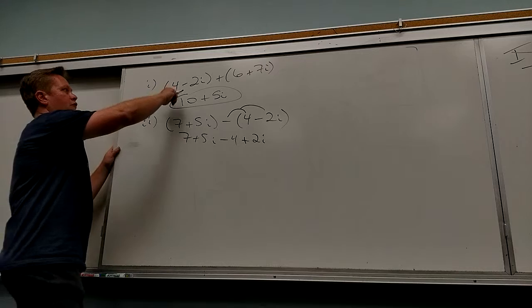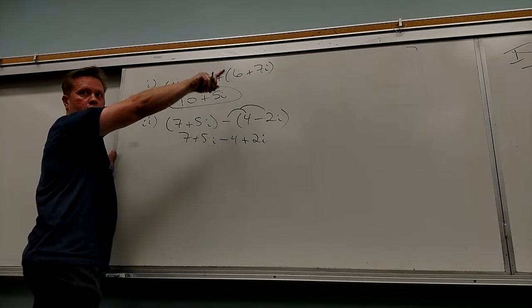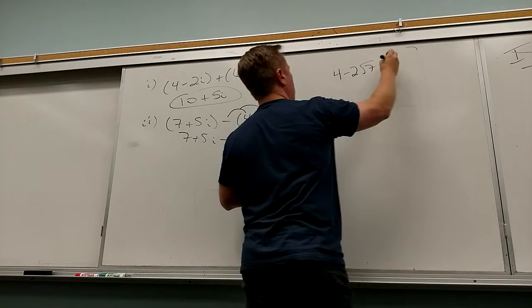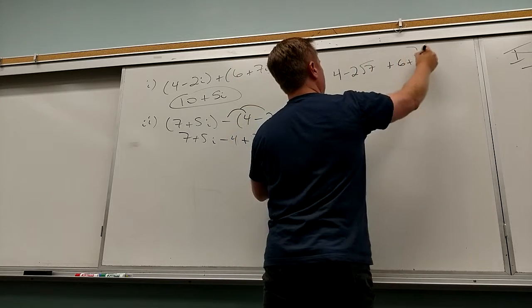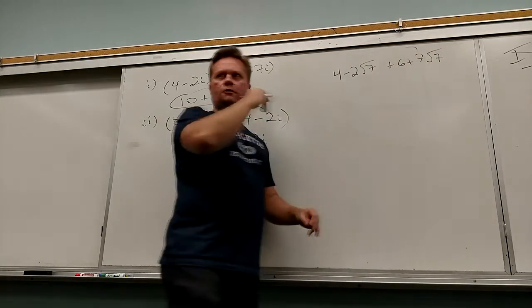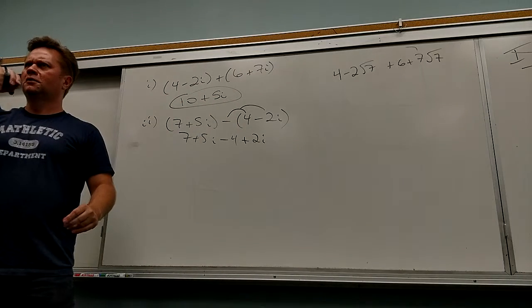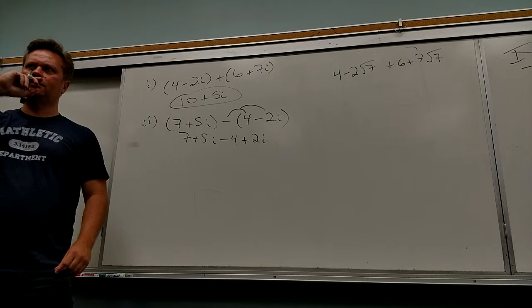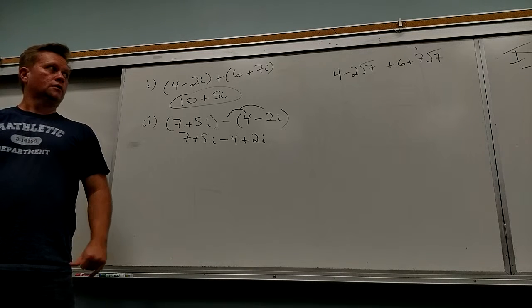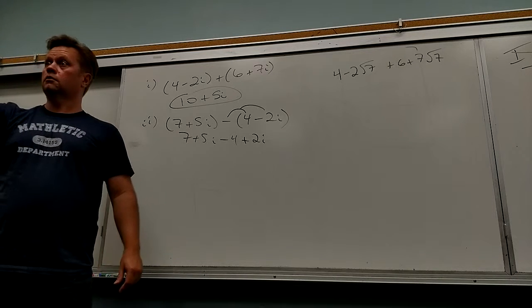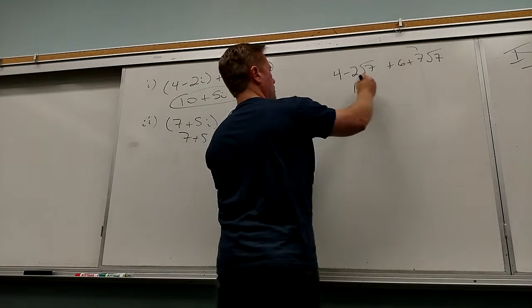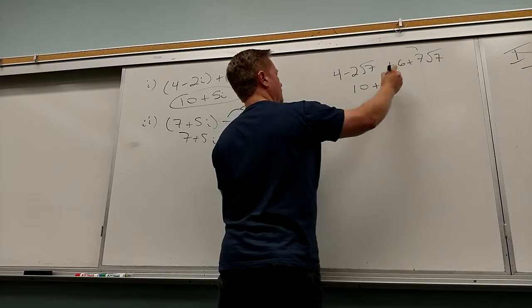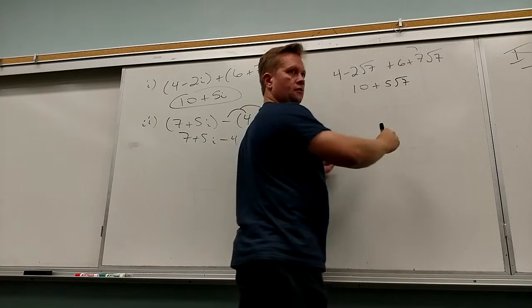So this is exactly like 4 minus 2x and so forth. In fact, remind me of this. What is 4 minus 2 rad 7 plus 6 plus 7 rad 7? That's 10 plus 5 rad 7.